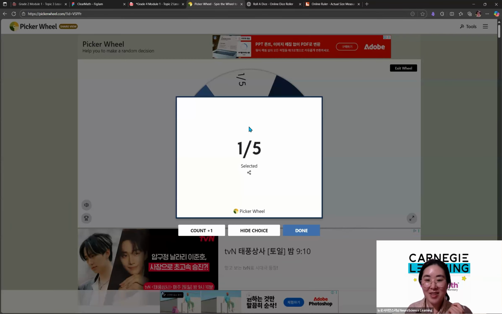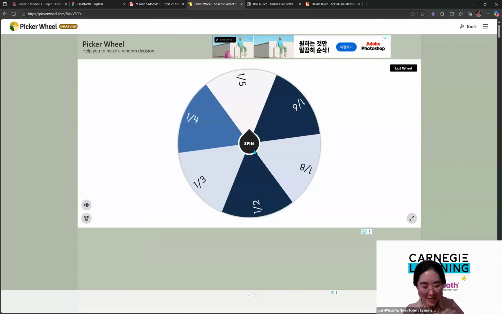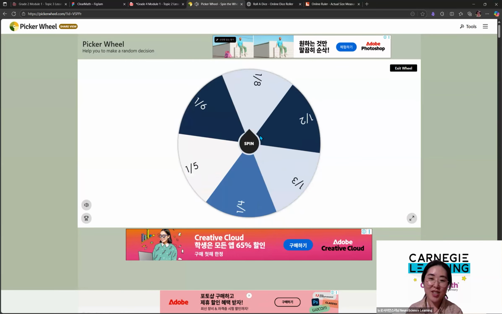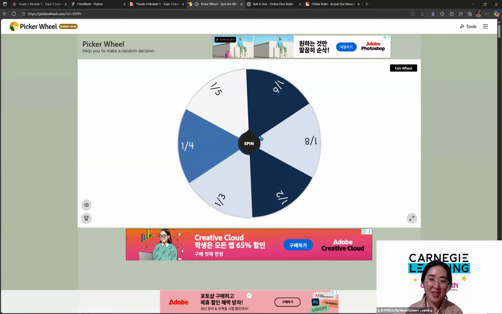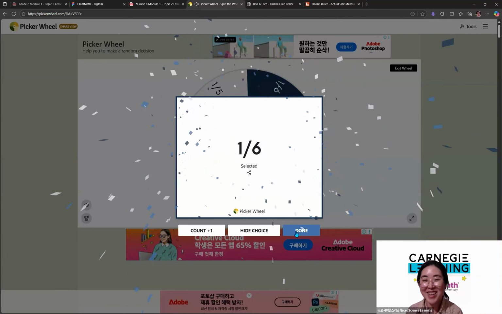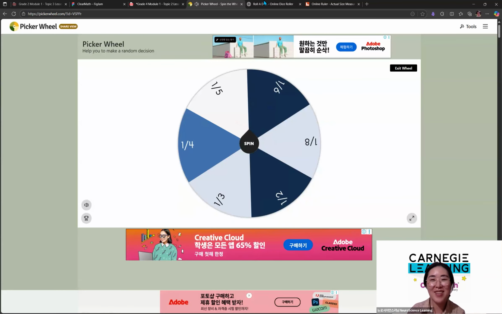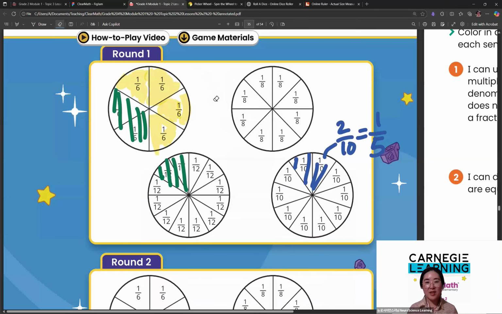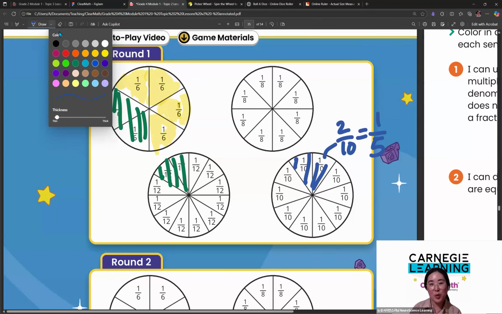Hajun, your turn. Can you say spin the wheel? Spin the wheel. Alrighty. Your fraction is 1/6 again. So close, it's right on the edge. And you have to shade 1/6 just once. Okay, Hajun, this wheel is full, so you have to choose a different wheel to shade. You have to look for 1/6.